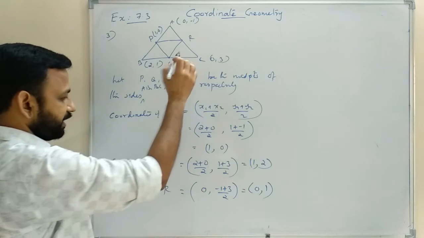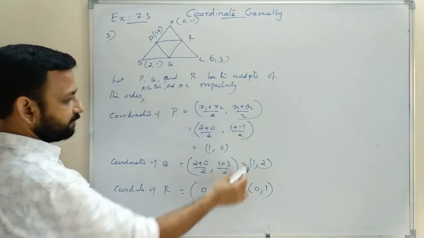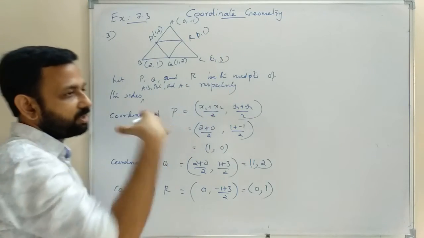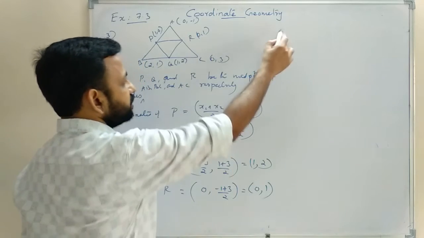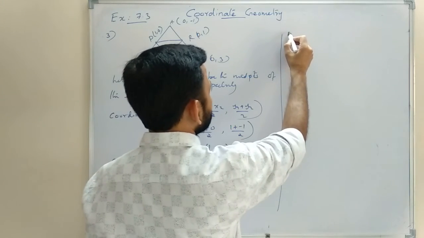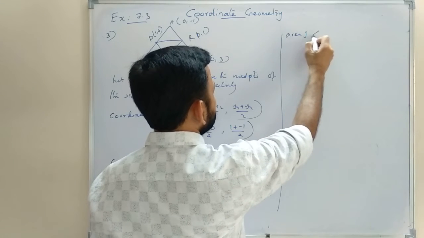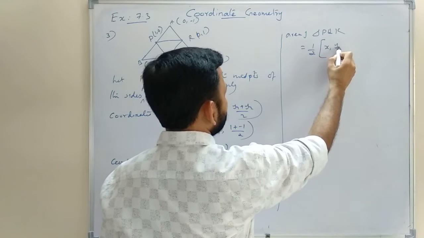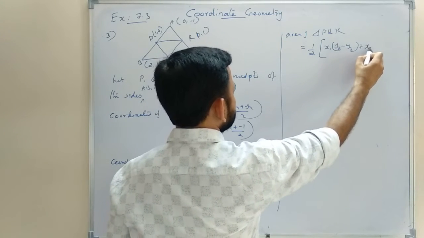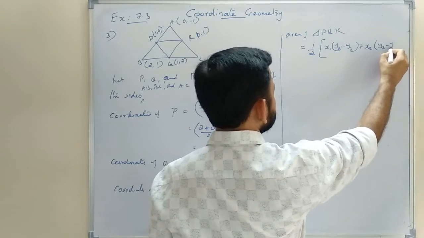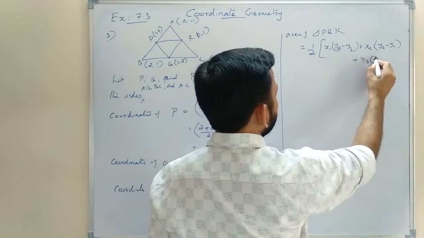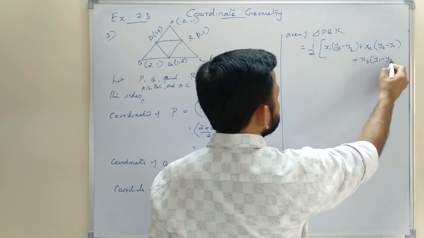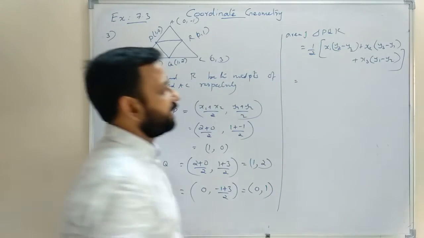So now we got all the coordinates. Second one is 1 comma 2. And the third one 0 comma 1. So now we got all the vertices of the triangle PQR, so we can find the area of triangle PQR. Area of triangle PQR is equal to 1 by 2 into the formula x1 (y2 minus y3) plus x2 (y3 minus y1) plus x3 (y1 minus y2).